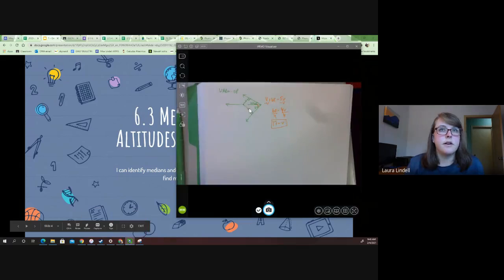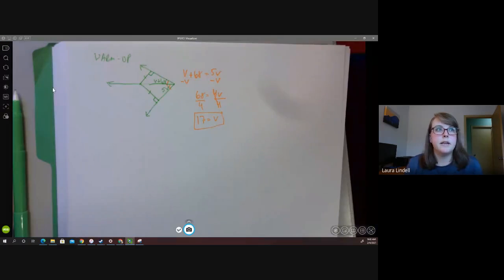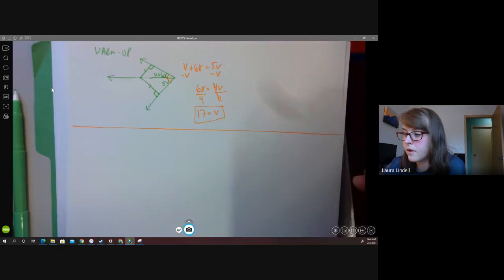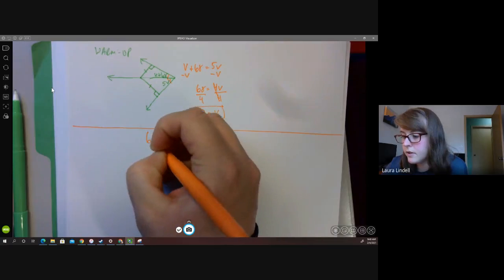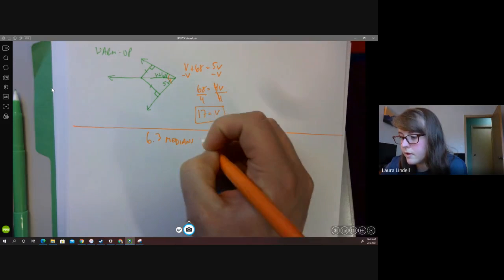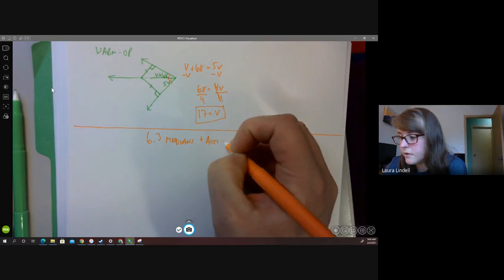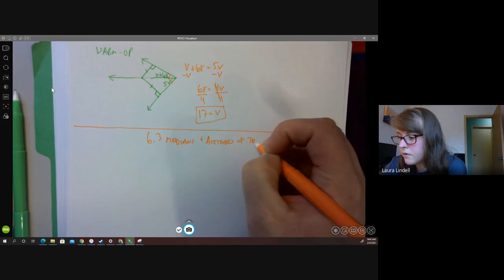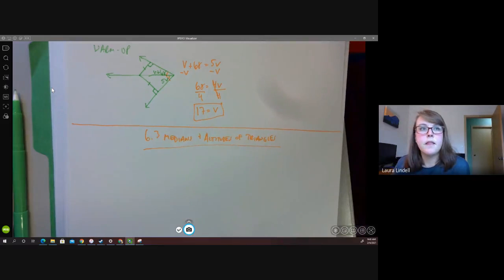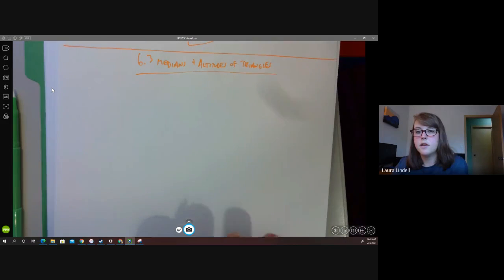So let's get started and talk about what exactly is a median and an altitude. So if you don't have your notes out, go ahead and grab those. And here we go. So 6.3, medians and altitudes of triangles. Okay.